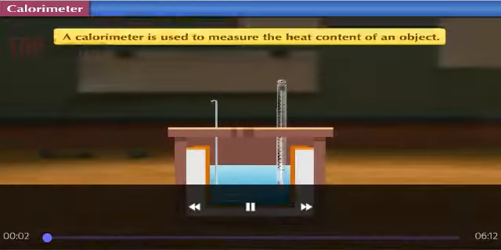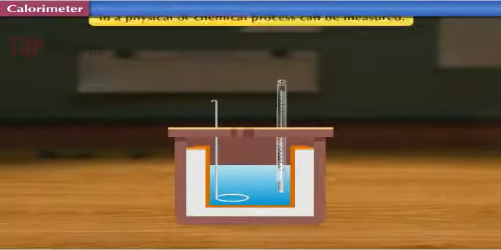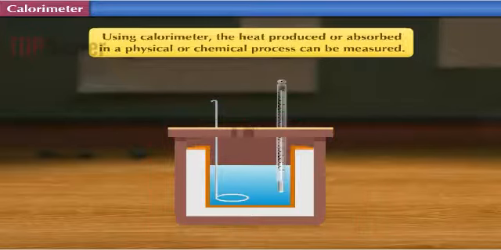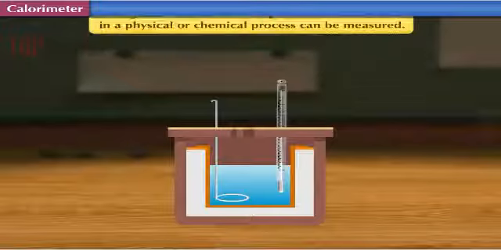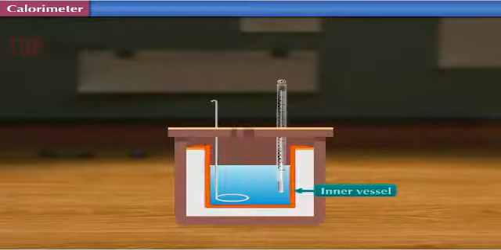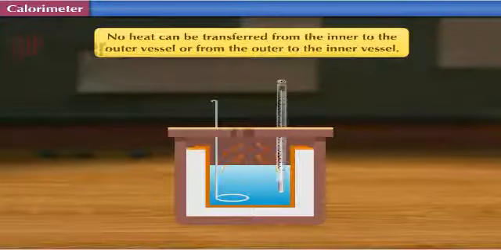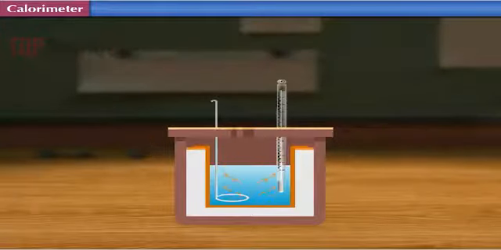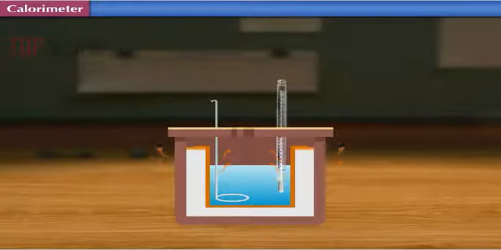Calorimeter. A calorimeter is used to measure the heat content of an object. Using this equipment, we can measure the heat produced or absorbed in a physical or chemical process. A calorimeter has two vessels, an inner vessel and an outer vessel. This way, no heat can be transferred from the inner to the outer vessel or from the outer to the inner vessel. Thus, the inner vessel is thermally isolated from the surroundings.